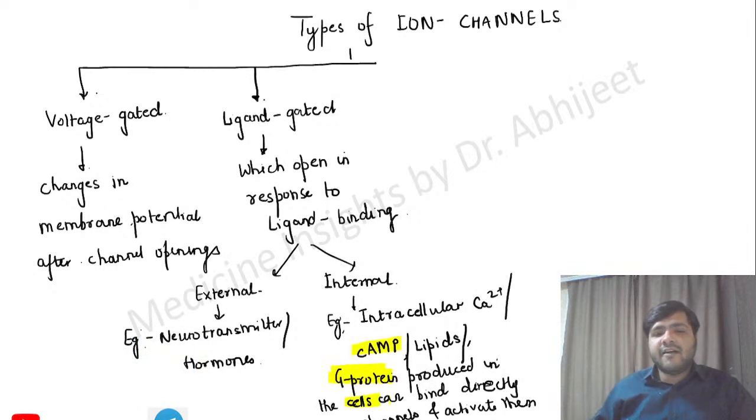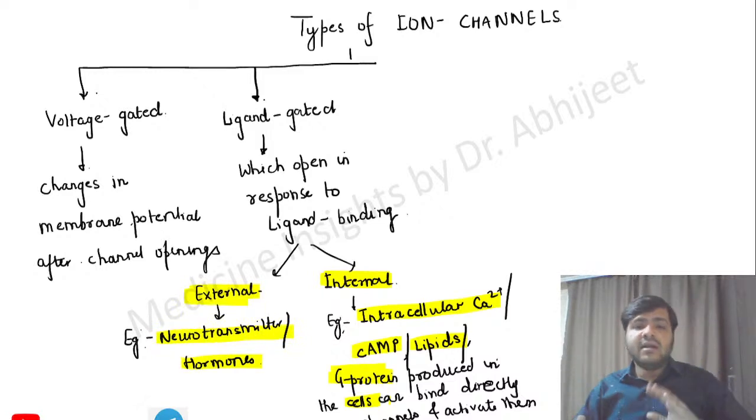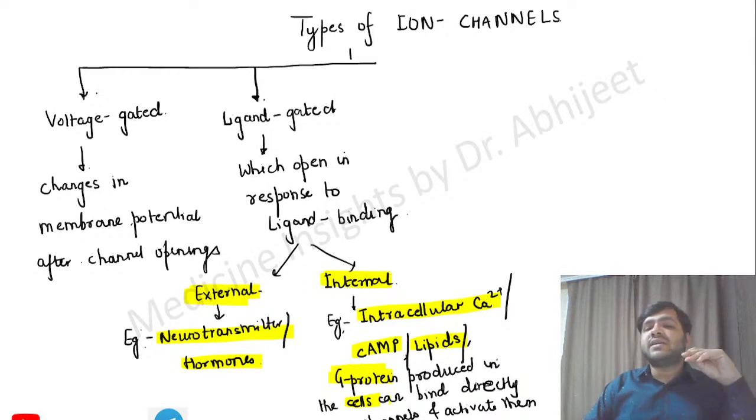Okay, we have cAMP, lipids, and intracellular calcium, which are internal ligand gated, and external we have neurotransmitters and hormones. Neurotransmitters and hormones basically act from outside, whereas intracellular calcium, cAMP, lipids, or G protein act from inside. G proteins are produced by the cells and they can directly bind to the channels and activate them, right?